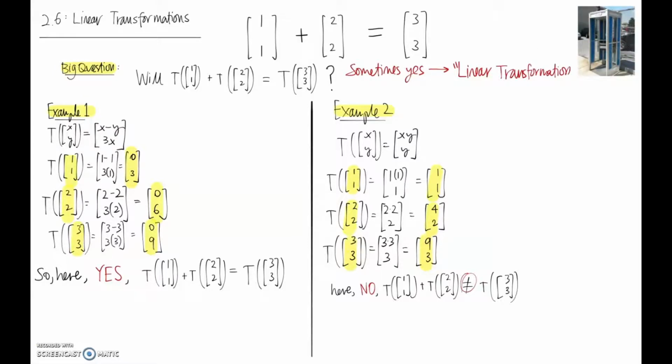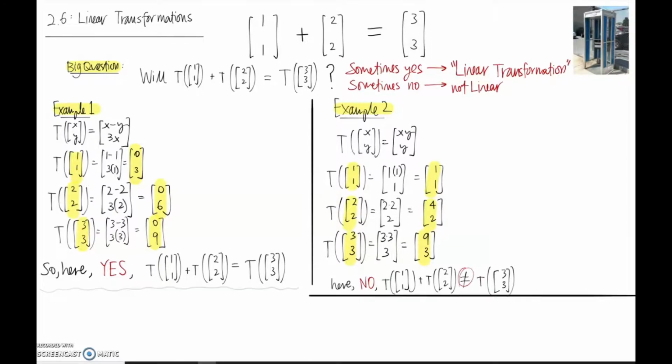And when it doesn't happen that way, like in the second example, so sometimes no, it's still a transformation, but it's not linear. Okay, still with this transformation, since this one was working out so well so far, I want to look at one more thing.